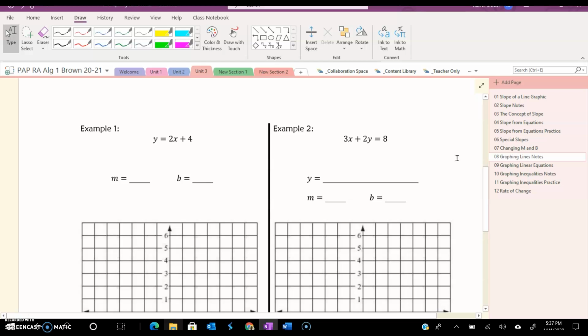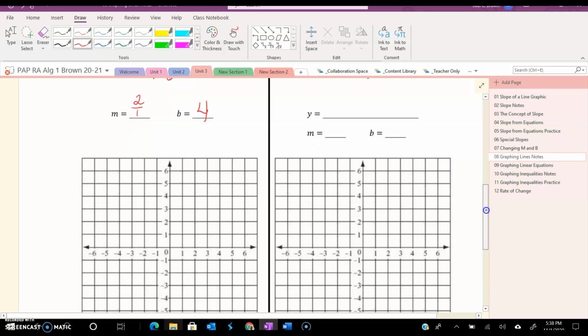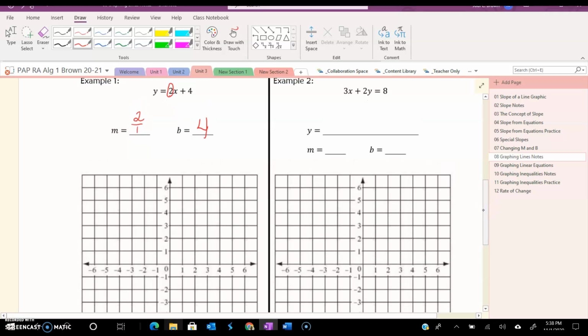So I have y equals 2x plus 4. My slope is 2, the number in front of the x. If it's 2, there's no rise over run, so I'm going to put a 1 for the run. I'm just doing that, you'll see why in a minute. And then my y-intercept, or my b, is 4. That's going to tell me where to begin when I graph this.